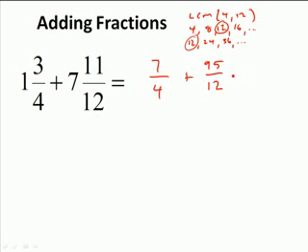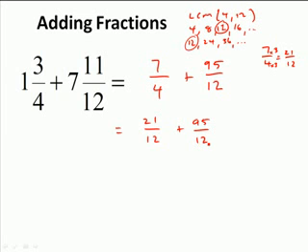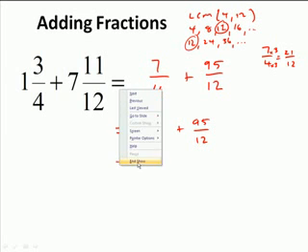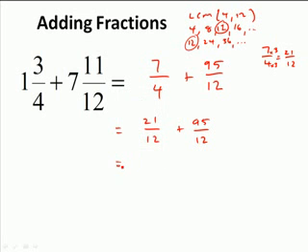So all I need to do is say, well, 7 over 4 equals something over 12. I've multiplied the denominator by 3. Do the same to the numerator. 21 over 12. So this is the same as 21 over 12 plus 95 over 12, which gives us 116 over 12. Okay, if you give that as your answer, it's not quite correct. And the reason it's not quite correct is because we can simplify.